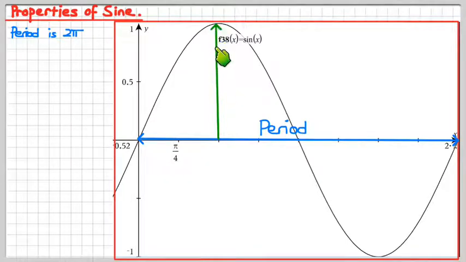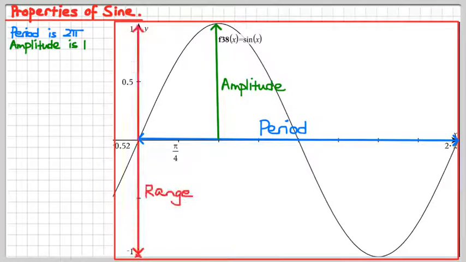Okay, the amplitude, that green line I've just showed you there, is the maximum distance it can get to without any plus or minus, just the distance that it can get away from the central axis around which it gyrates. Its amplitude is 1. The range, these red lines that you can see here, is basically the y values that the function can have, which goes from -1 to +1.